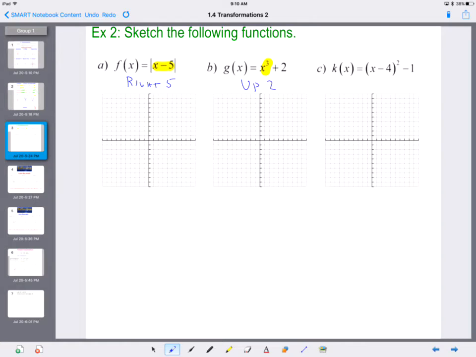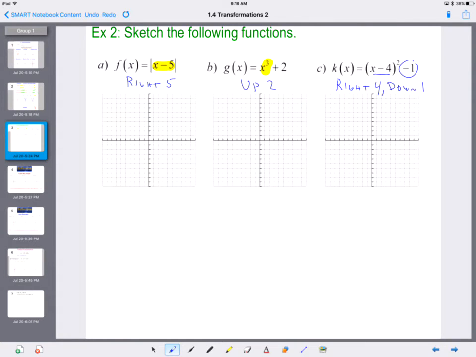And then the last one, there's 2 things going on. The x minus 4, that's changing the x, so that's going to the right 4. And then the minus 1, that's being added or subtracted to the entire function of x squared, so that's also going down 1. So it's going right 4 and down 1.